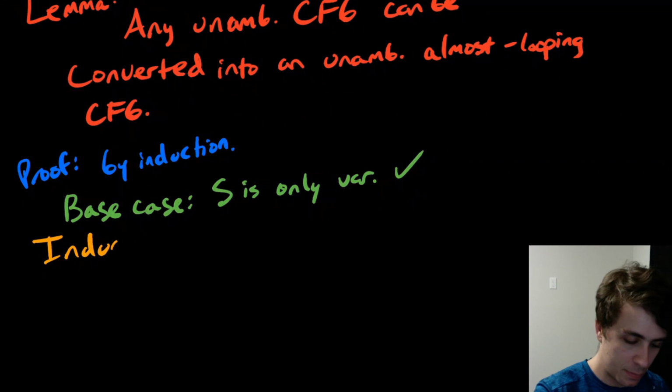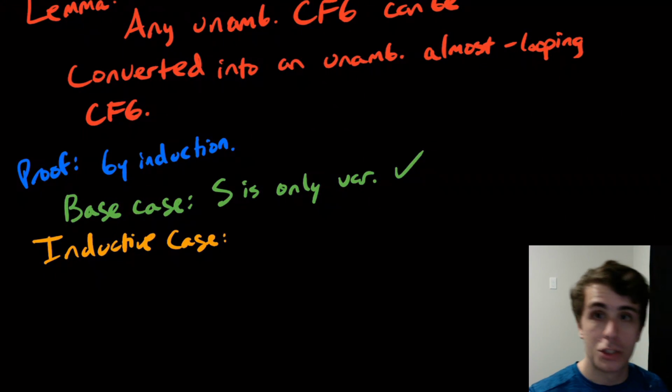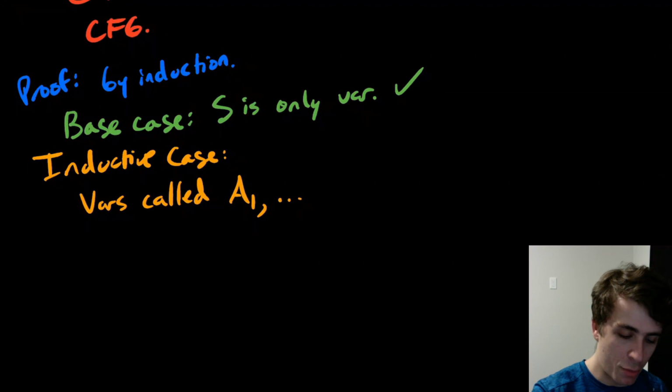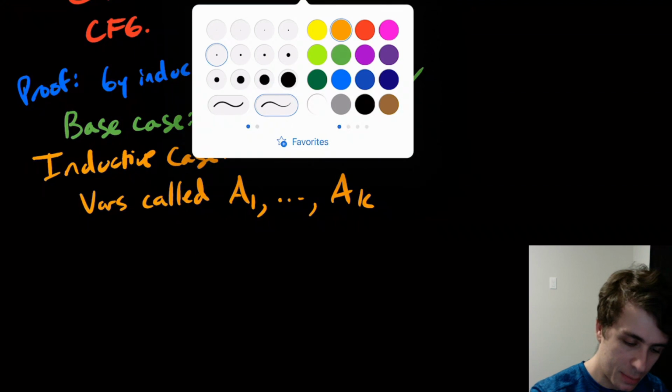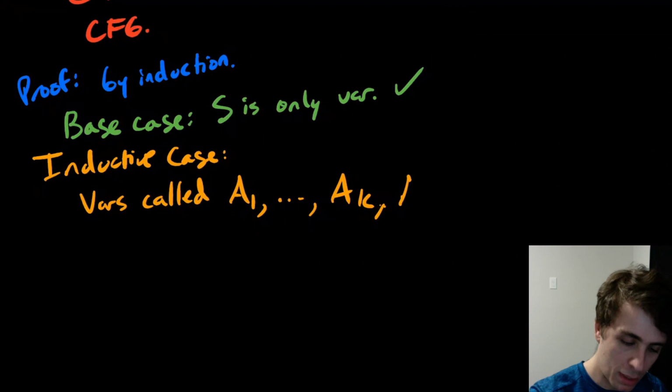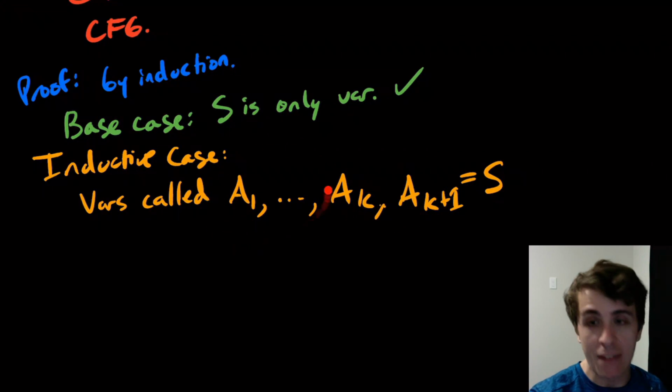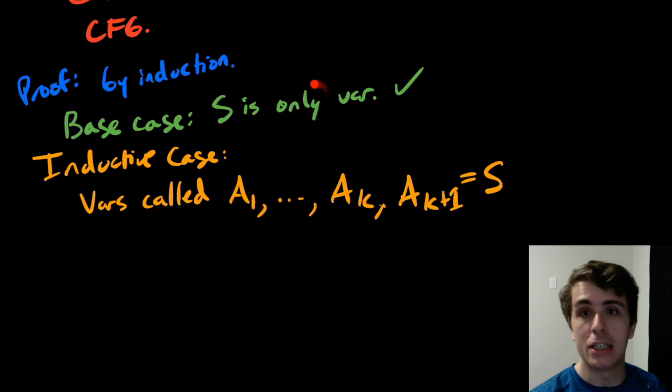So inductive case. So how does this work? Let's say that the variables are called A1 through AK. And we're going to let A sub k plus 1 be the variable S. So S is going to be k plus 1, and we have k other variables. The base case right here is when k was 0, and so there would only be one variable, of course. So we're assuming that k is at least 1, which means there are at least 2 variables, of course.